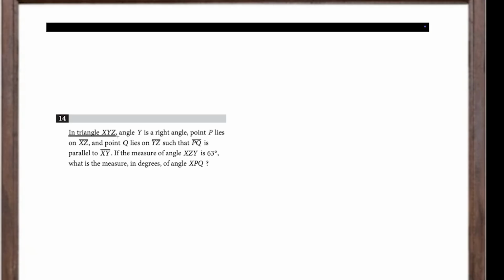So here we have a triangle problem. The question states, in triangle XYZ, angle Y is a right angle. Point P lies on XZ and point Q lies on YZ, such that PQ is parallel to XY. If the measure of angle XYZ is 63 degrees, what is the measure in degrees of angle XPQ?